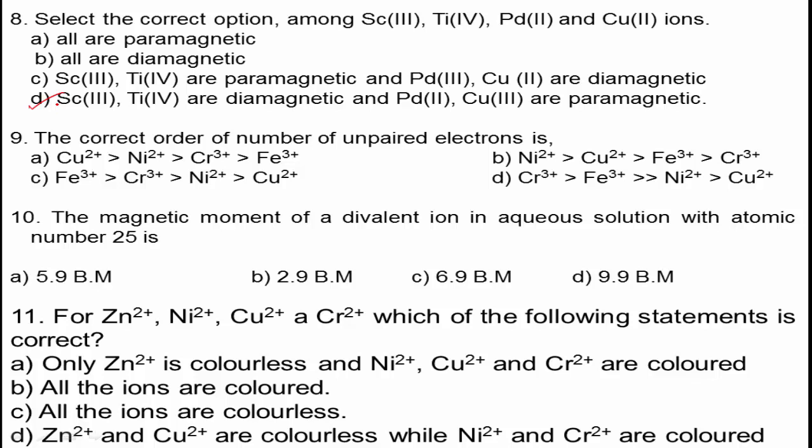Next, question number 9. The correct order of number of unpaired electrons is: option A, Cu2 plus greater than Ni2 plus greater than Cr3 plus greater than Fe3 plus. Option B, Ni2 plus greater than Cu2 plus greater than Fe3 plus greater than Cr3 plus. Option C, Fe3 plus, Cr3 plus, Ni2 plus, Cu2 plus. Option D, Cr3 plus greater than Fe3 plus greater than Ni2 plus greater than Cu2 plus. What is the question? The correct order of number of unpaired electrons.